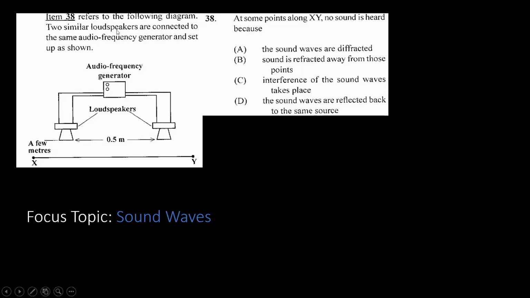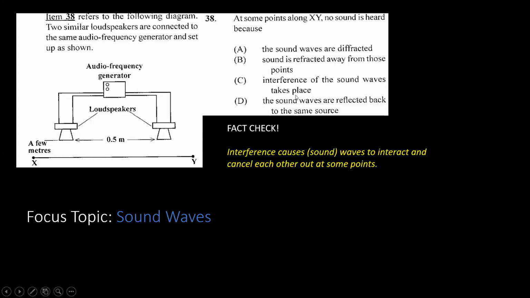38, we have a setup showing two loudspeakers connected to an audio frequency generator, and at some point, you hear no sound. Which of the following would be the cause of that? From our knowledge of wave phenomena, we know that only interference can cause sound waves or any waves at all to interact and cancel each other out. So the answer must be the one that involves interference, and that is C.